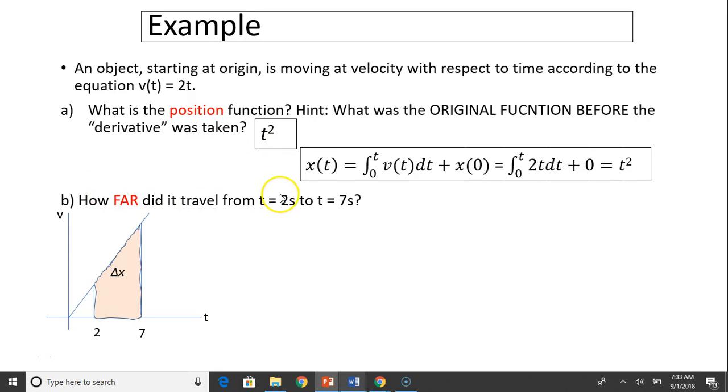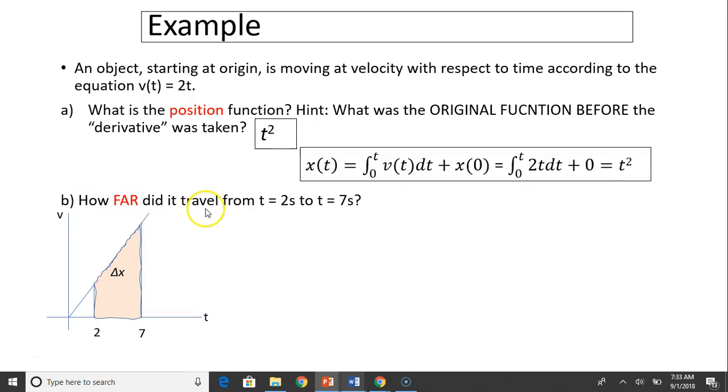So let's use this equation: x(t) equals the integral of v(t) dt plus x at 0. We know it's starting at the origin, so x at 0 is 0. We substitute v(t) equals 2t. What is the original function whose derivative is 2t? That's t squared. t squared plus 0 is just t squared. So the position function is just t squared.